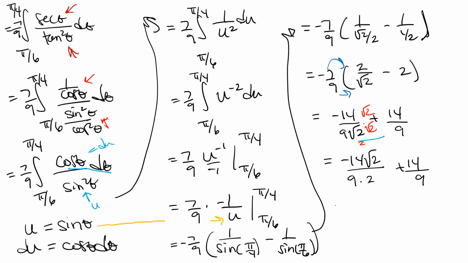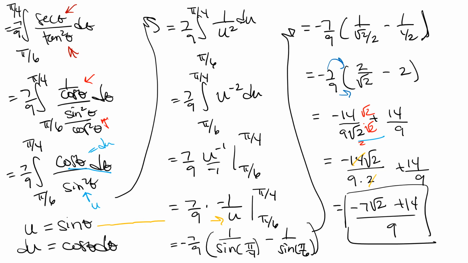All right, so put it all together for our final answer. We can go ahead and simplify here the 14 over the 2. So we end up with negative 7 root 2 plus 14, and then they have the same denominator, so you can put it all together all over 9. And there we go. So that would be our final answer.